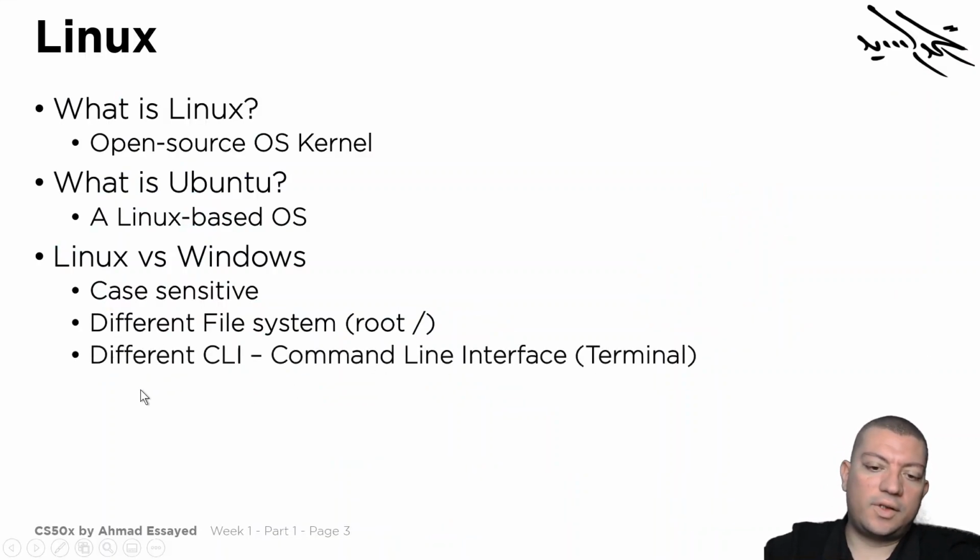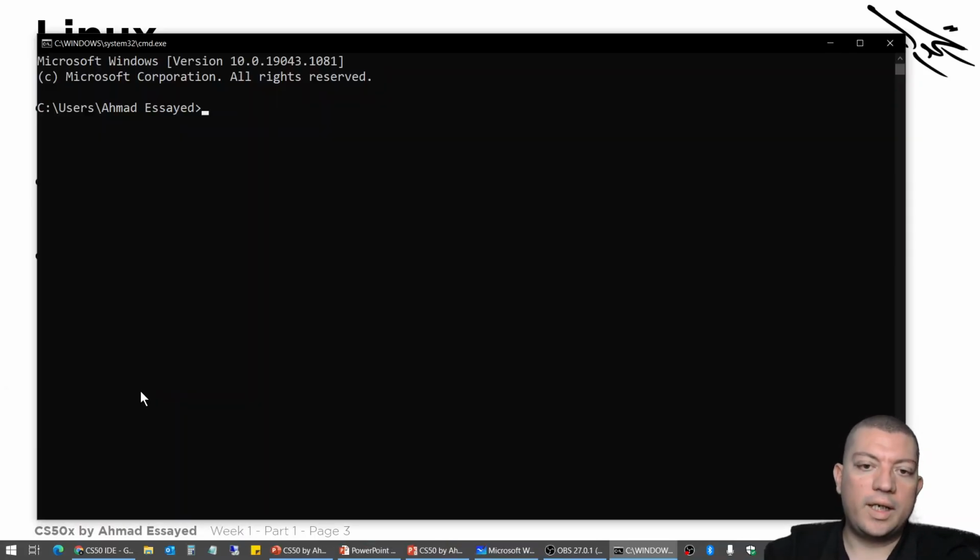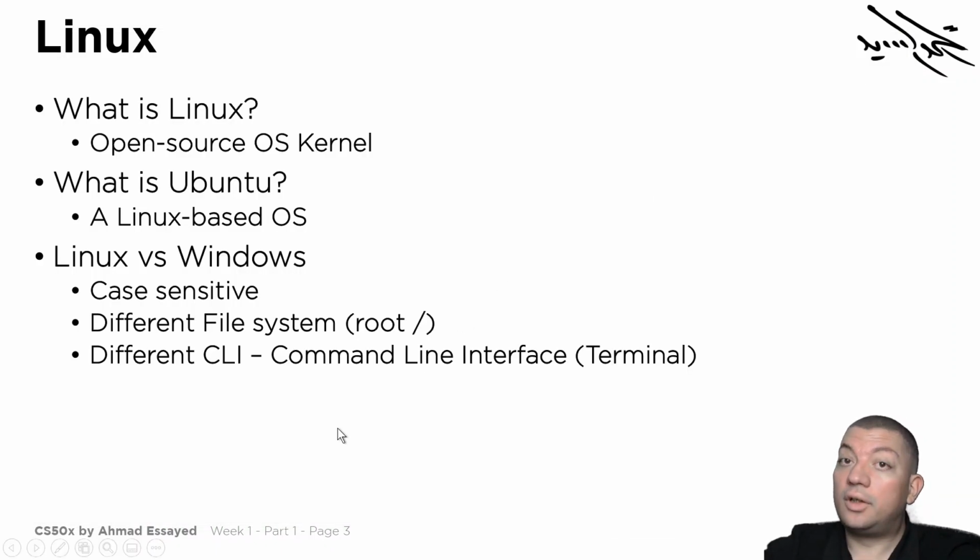Okay, the third difference is that Linux does have a different command line interface. In Windows, we're using something that's called the CMD. I'm sure that you've seen the CMD before, something like this. This is called the Windows CMD. This is the Windows console or the Windows terminal where we can run commands. In Linux, the command line interface is a little bit different, and we need to learn that.